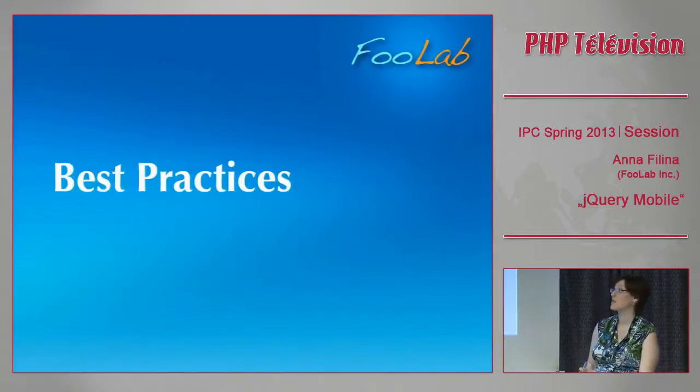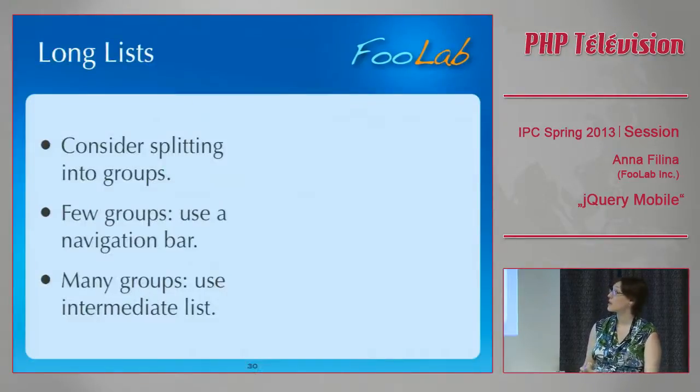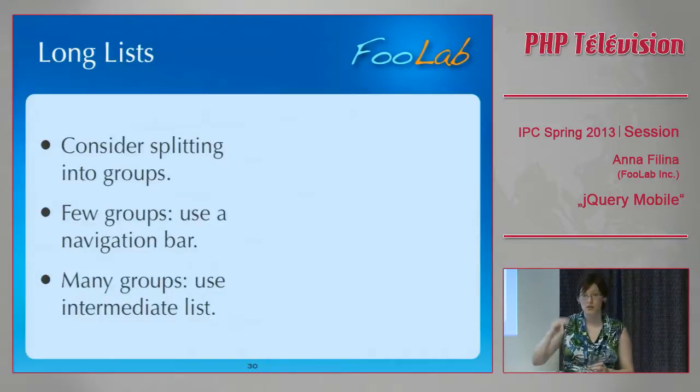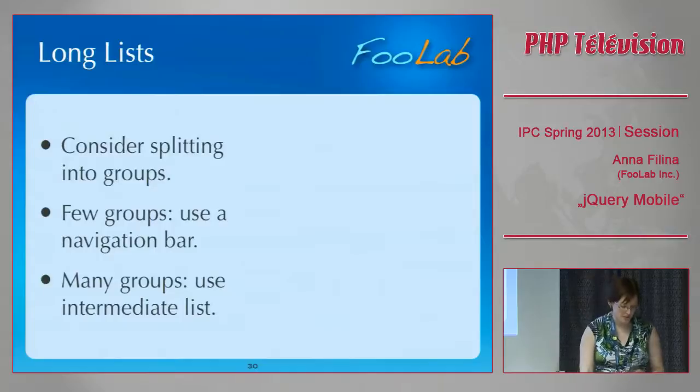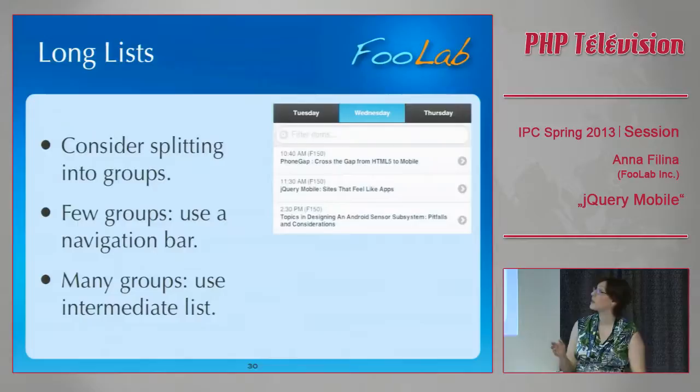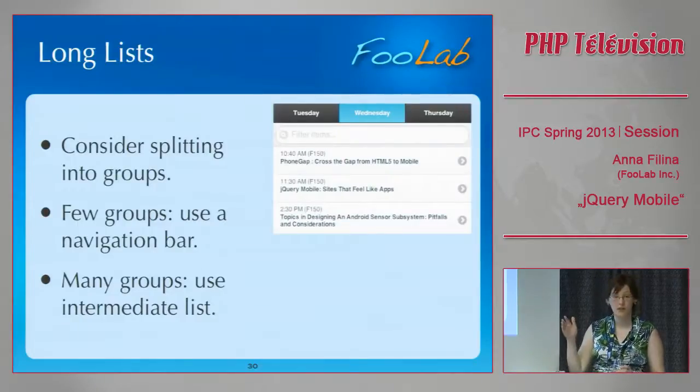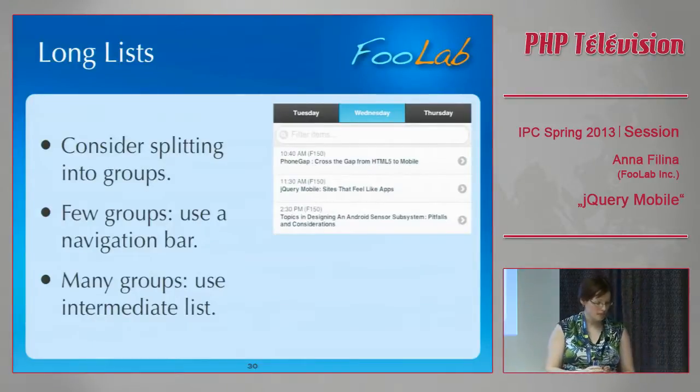I'll show you some best practices because very quickly you will run into trouble with mobile. For example, when you have long lists, say OSCON had, I don't know, at least 150 presentations. So it can create a very long list. What you can do is split them into groups. For example, if you have a 3-day conference, you can at least split it into 3 groups and put that just beneath your header. So you put Tuesday, Wednesday, Thursday.